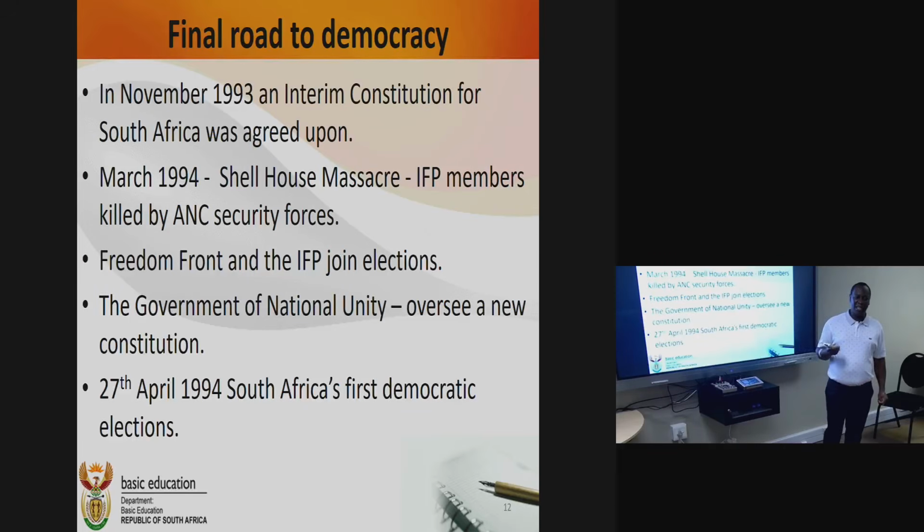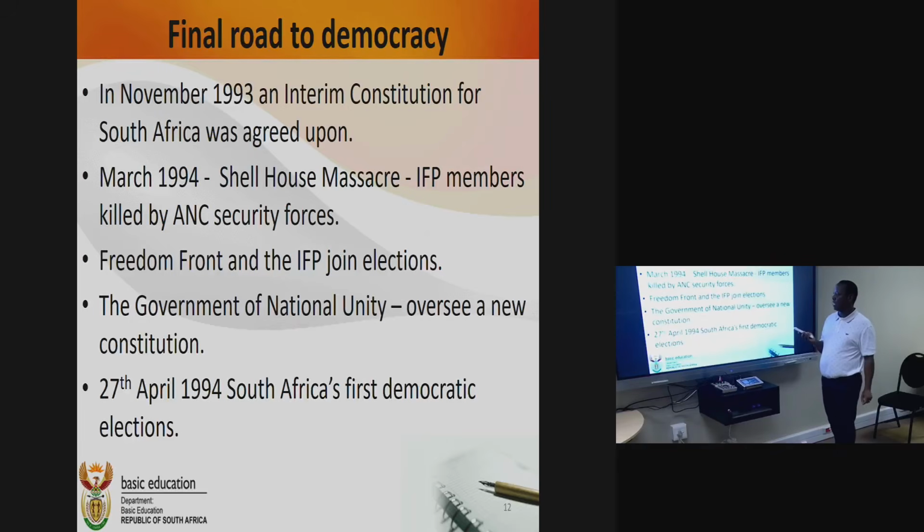The IFP agreed that they will participate in the elections. Now in 1994, IFP members marched to Shell House, which is the headquarters of the African National Congress. They were killed by the ANC security forces. The Freedom Front and the IFP joined the elections. The government of national unity oversees a new constitution.